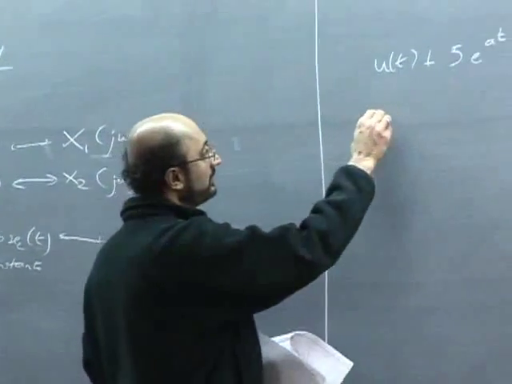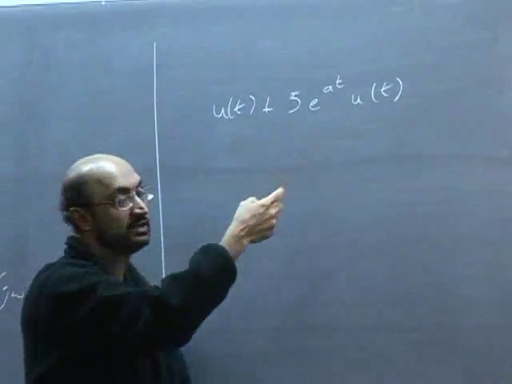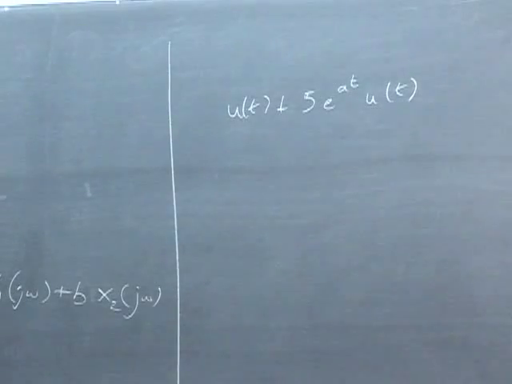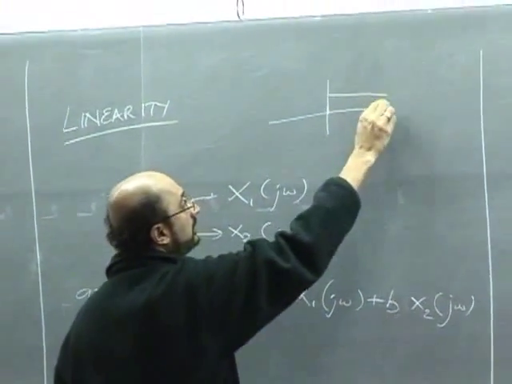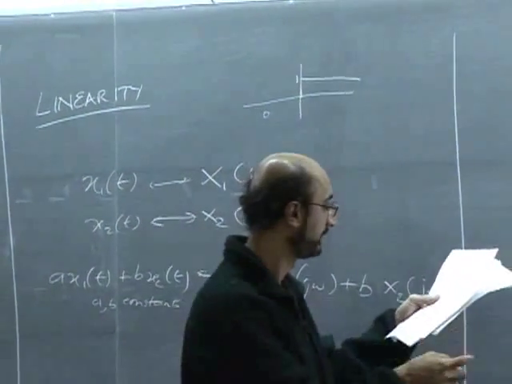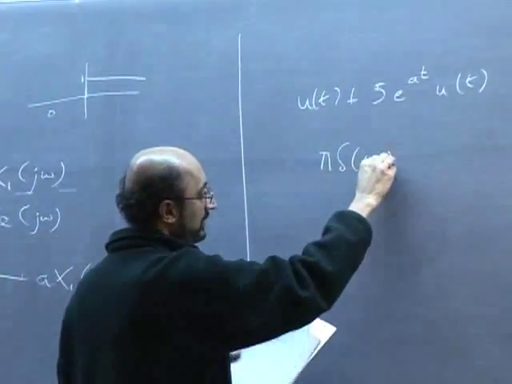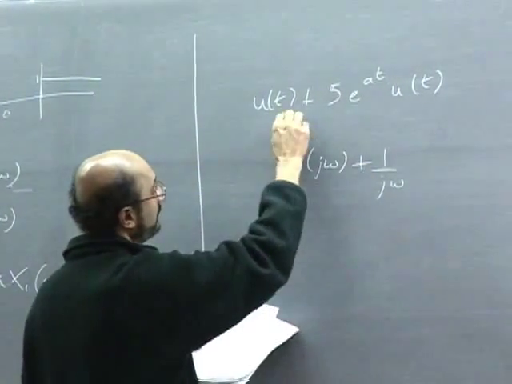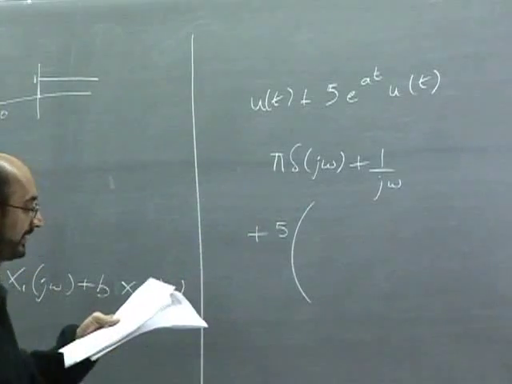So this is going to be the Fourier transform of u(t) plus 5 times the Fourier transform of e^(at) u(t). And u(t), if you remember, is the unit step function. It's 1 over here and 0 over there, and it's the integral of the delta function. So this is going to be pi delta(j omega), which is the first part, plus 1 over j omega. That comes from the table, plus 5 times the transform of the other term.